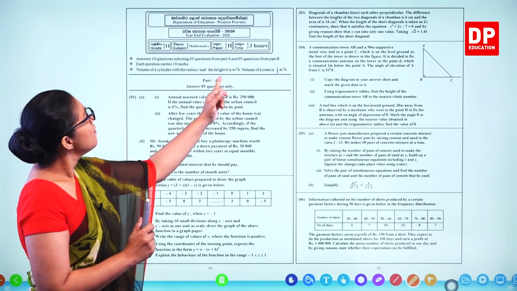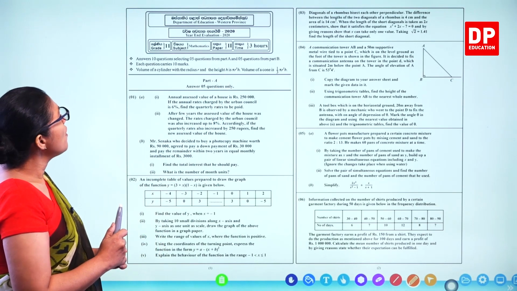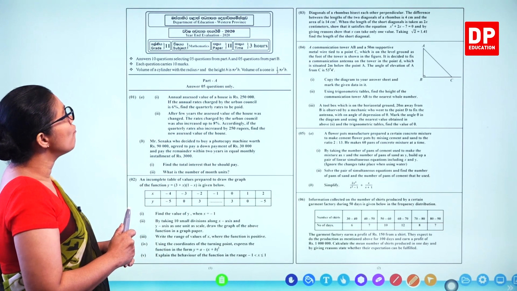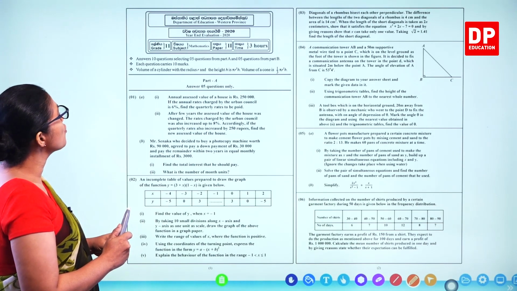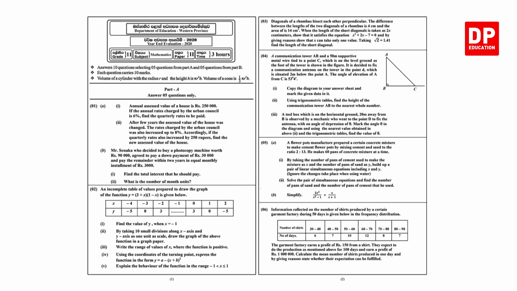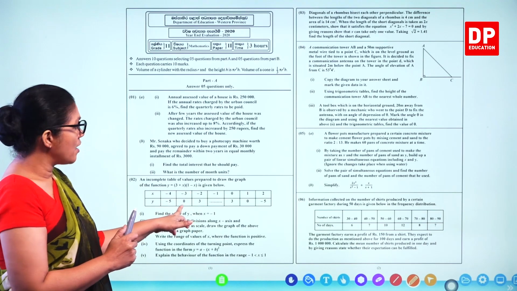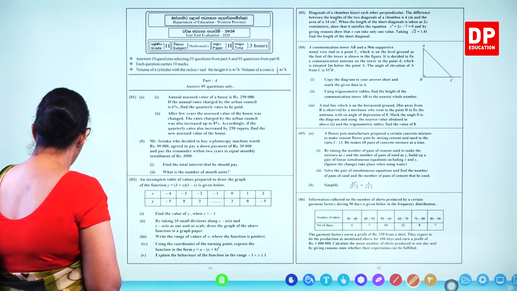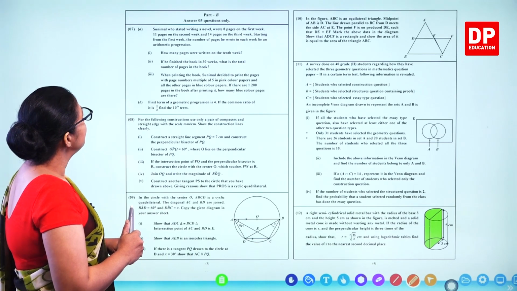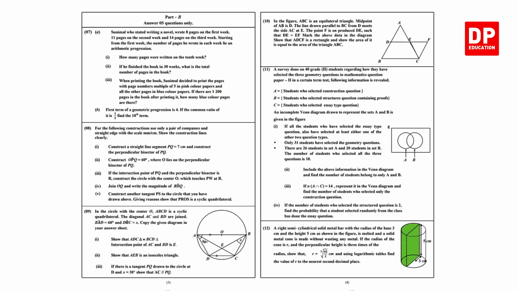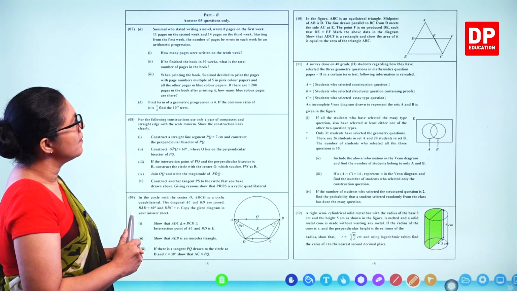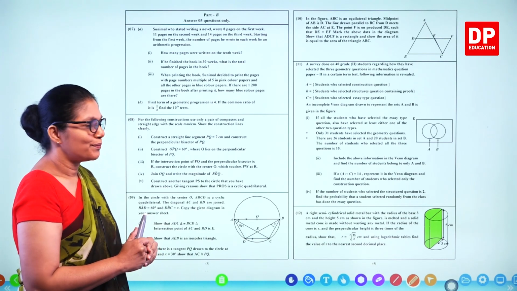Here the formula for finding the volume of a cylinder is given, pi r squared h, and the volume of a cone is given, 1/3 pi r squared h. You have 12 questions. Part A has question numbers 1, 2, and on the next page 3, 4, 5, 6. For graph questions you can ask for graph papers. Then part B has question numbers 7, 8, 9, 10 and then 12.